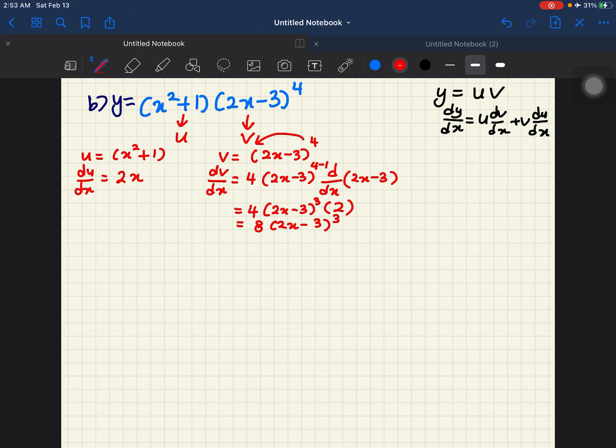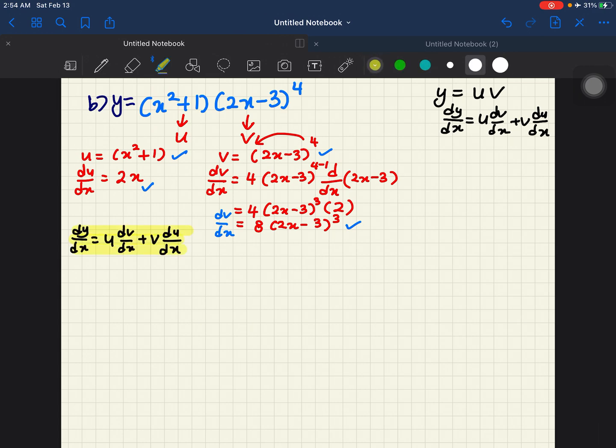Now, we already found our u. We know our v. We have found our du over dx, and we have already found our dv over dx. Now, what we do is we just need to substitute into the formula of dy over dx, the product rule: u dv over dx plus v du over dx. Okay, let's do this together.